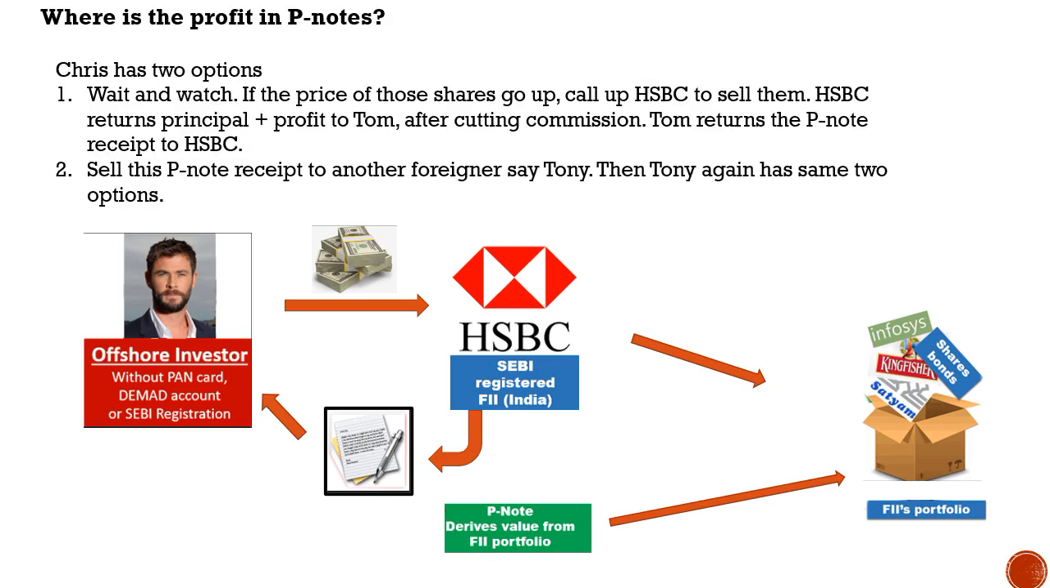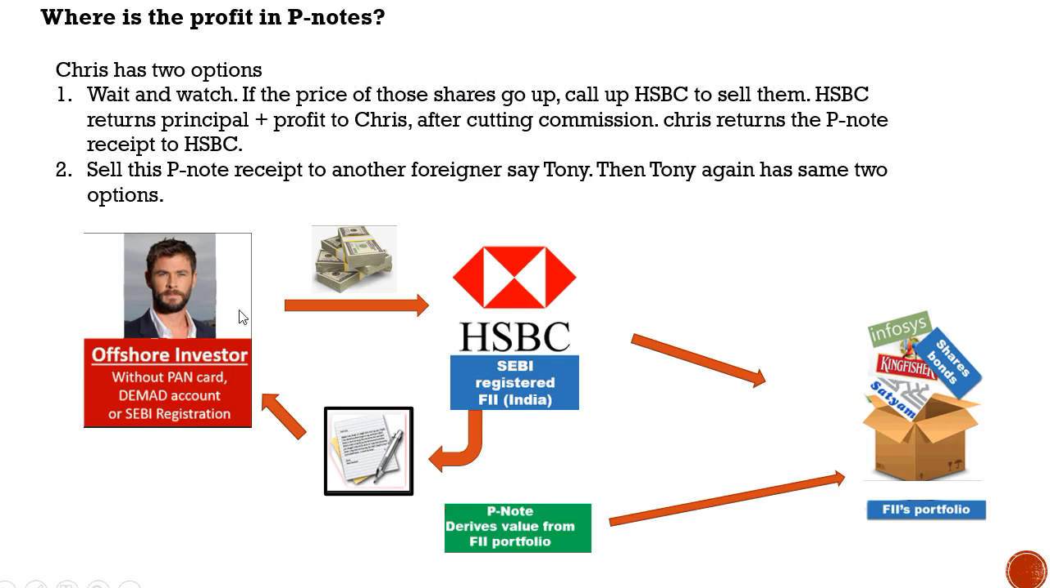Now the next question is, where is the profit in P notes? Chris has two options. Number one, wait and watch. If the price of the shares goes up, Chris can give a call to HSBC and tell them to sell. HSBC returns the principal amount along with the profits to Chris after cutting commission. Now Chris returns the P note receipt to HSBC. So this is one way profit can be earned under P note.